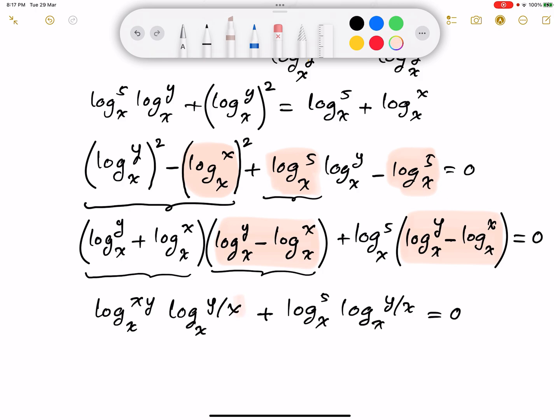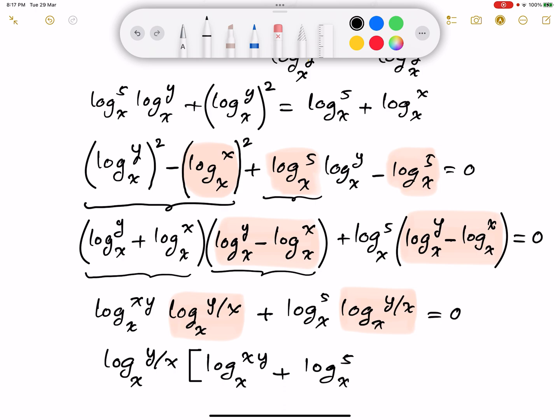Now we can go ahead and take this as a common factor. So let's do that. Logarithm of y divided by x base x, if we take that as a common factor, then we're going to be left with the logarithm of xy base x plus logarithm of 5 base x, and we can close the brackets, and that is going to be equal to 0.